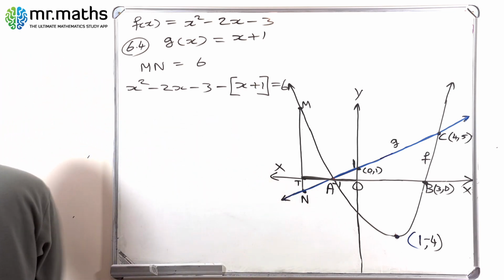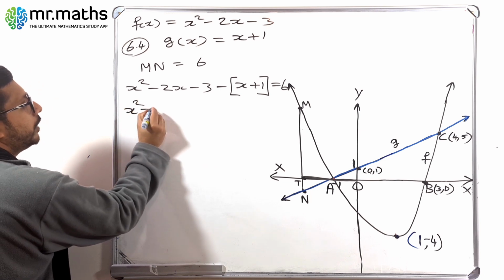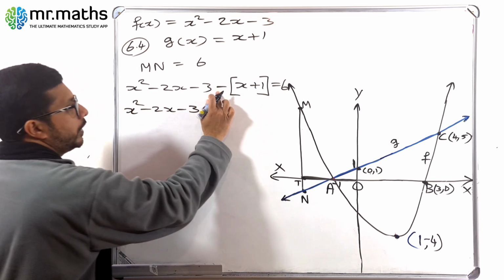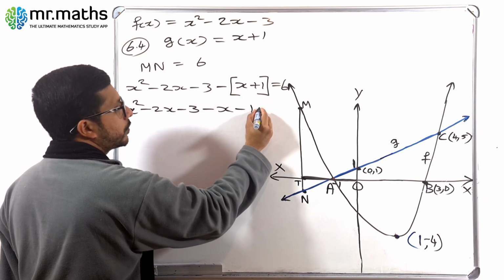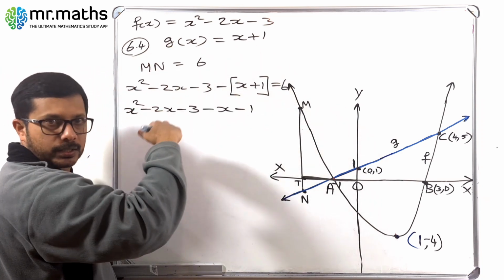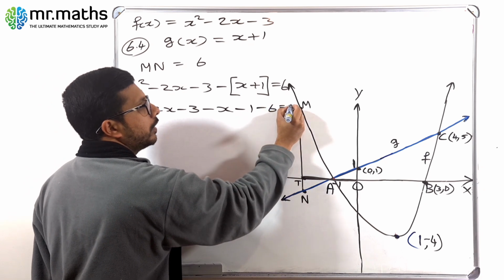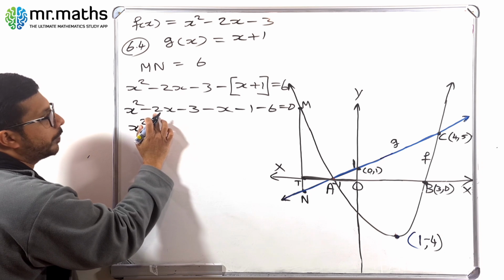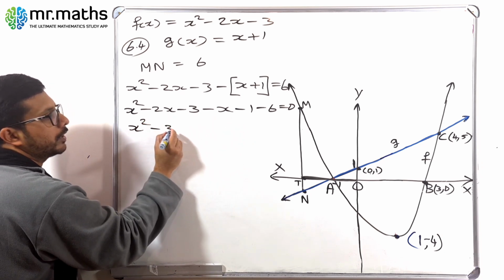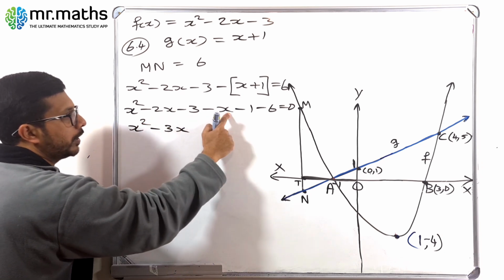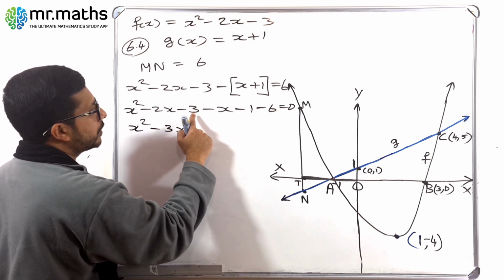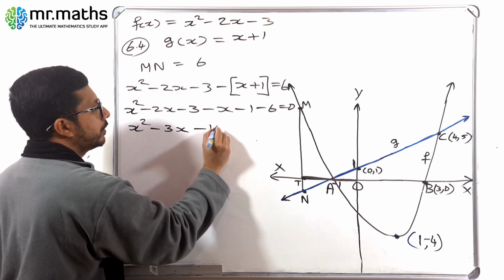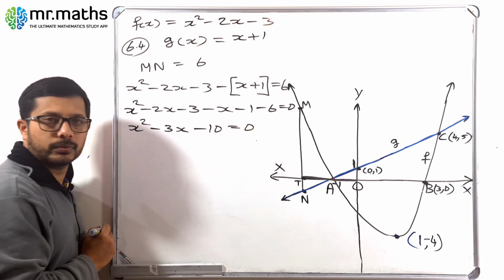Now we have to solve that and find the value of x. So let's try to solve it. This is x square minus 2x minus 3, minus into x is, expanding the bracket, minus x, minus into plus 1 is minus 1. Take this 6 to this side, so it is minus 6 is equal to 0. So what is this? x square, minus 2x minus x is minus 3x. Now, minus 3 minus 1 is minus 4, minus 4 minus 6 is minus 10, equal to 0.